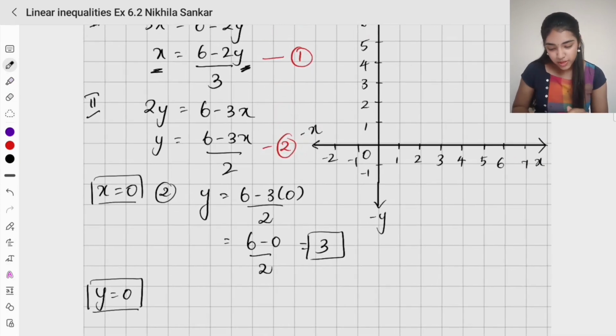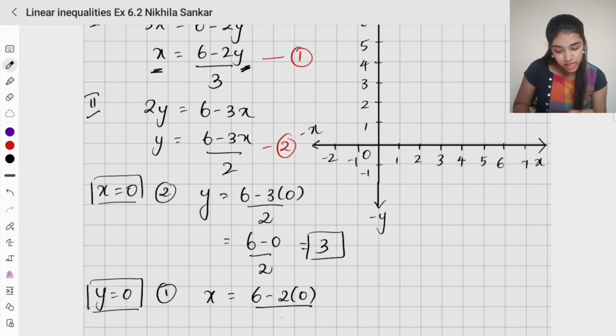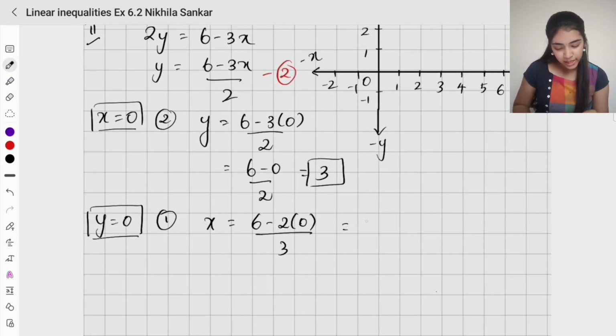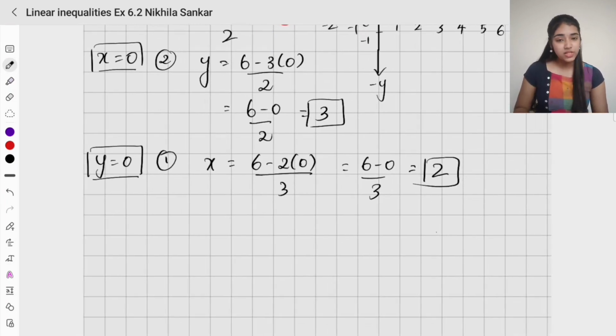So this I am going to substitute in my equation number 1. Equation 1 enna? X is equal to 6 minus 2 into y, divided by 3. Y oda value 0. So this is I am substituting this in equation number 1. So what will I have? 6 minus 0 divided by 3. So 6 divided by 3 is going to give me a 2. So y oda value 0 na x oda value 2.